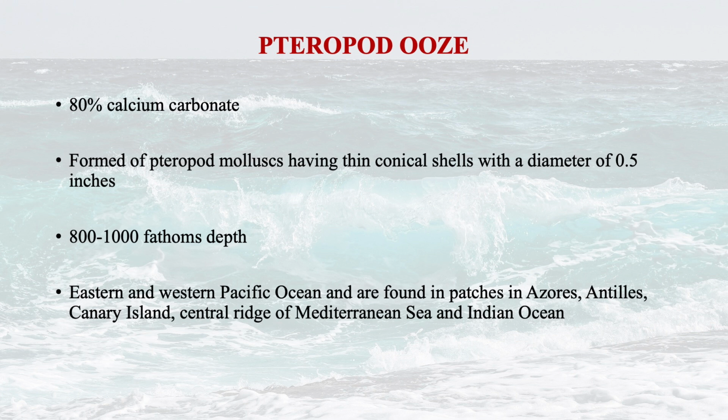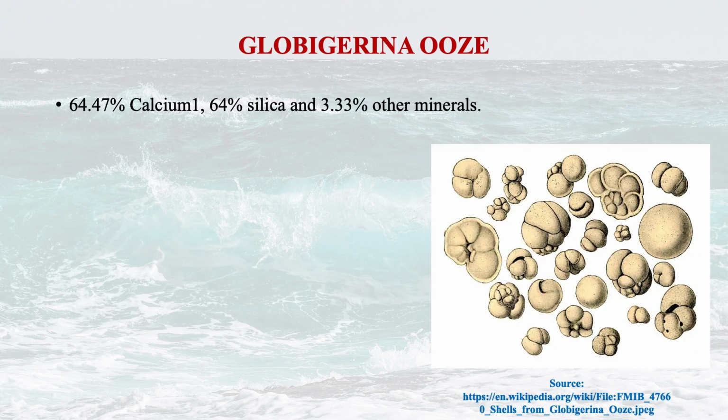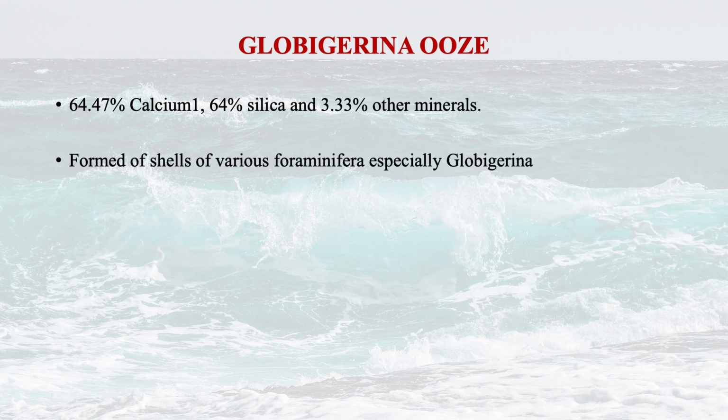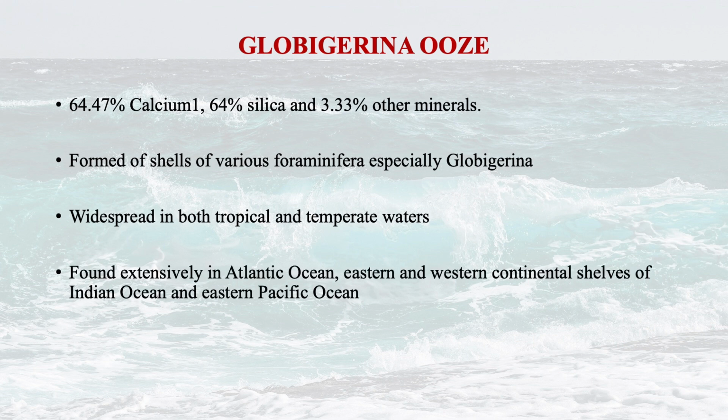Globigerina ooze is having about 64.47% of calcium and 64% silica and about 3.33% other minerals, and they are formed in shells of various foraminifera, especially Globigerina. They are widespread in both tropical and temperate waters and found extensively in Atlantic Ocean, in eastern and western continental shelves of Indian Ocean and eastern Pacific Ocean.